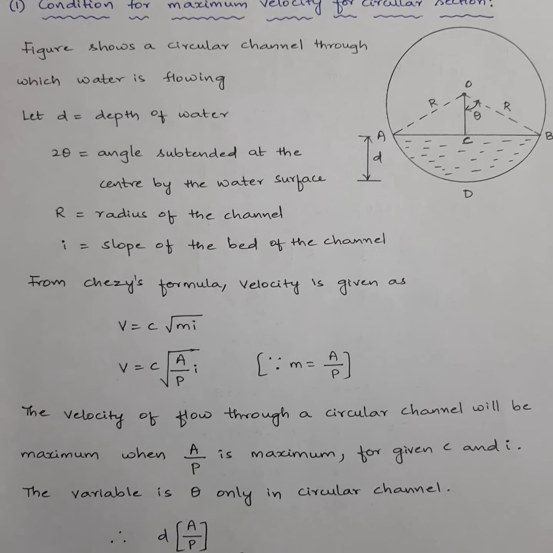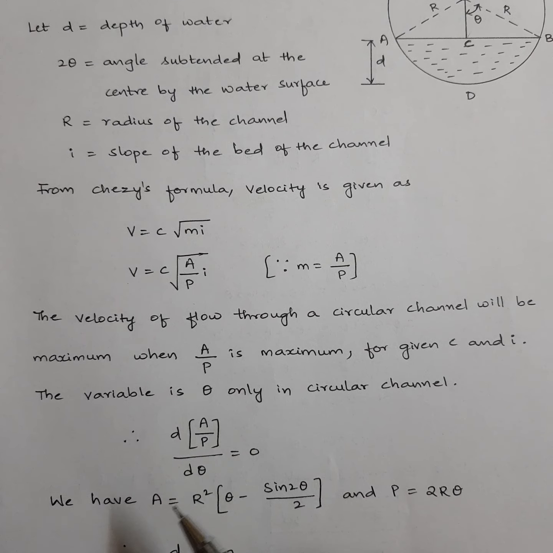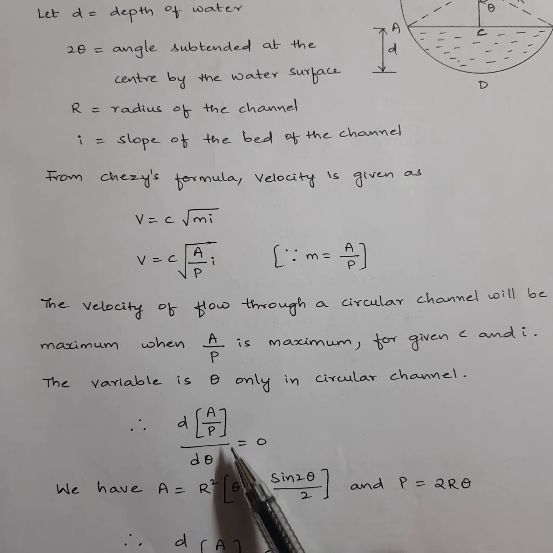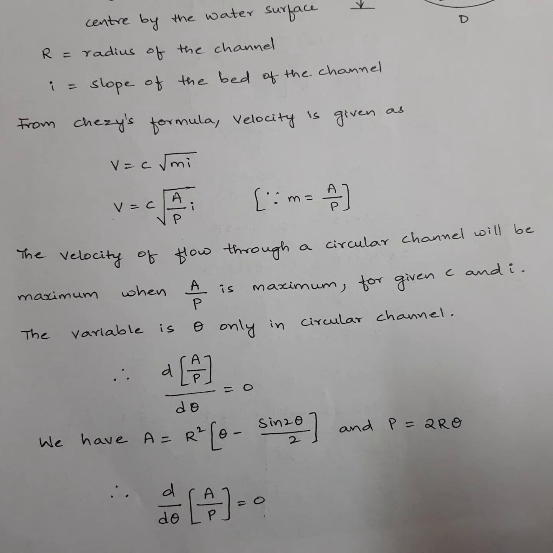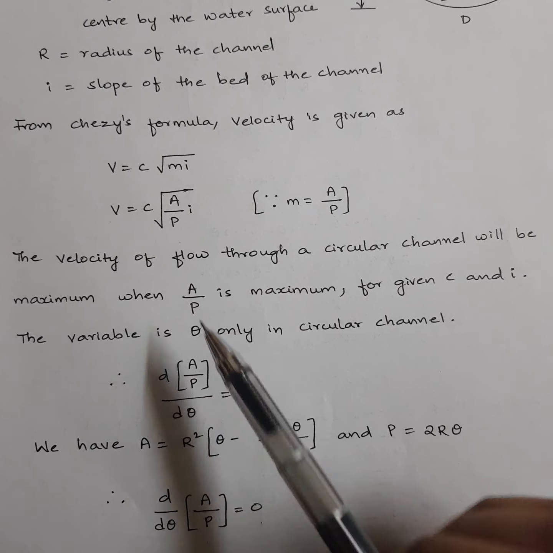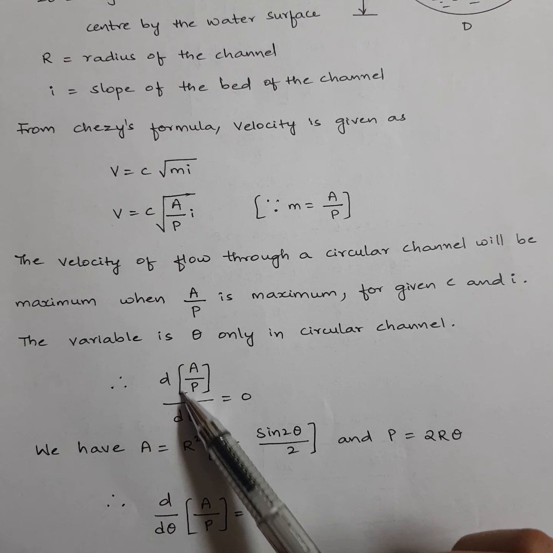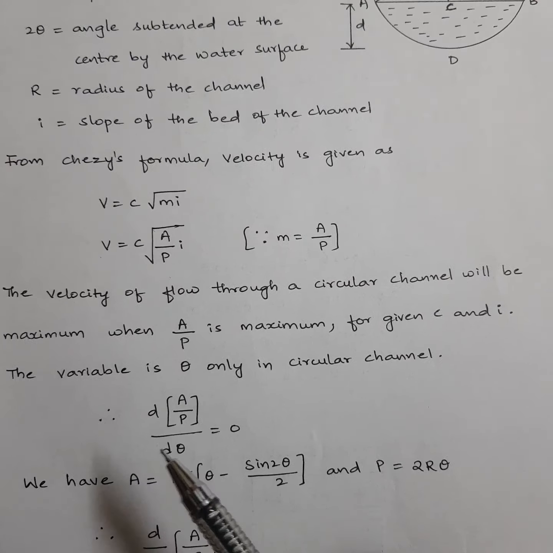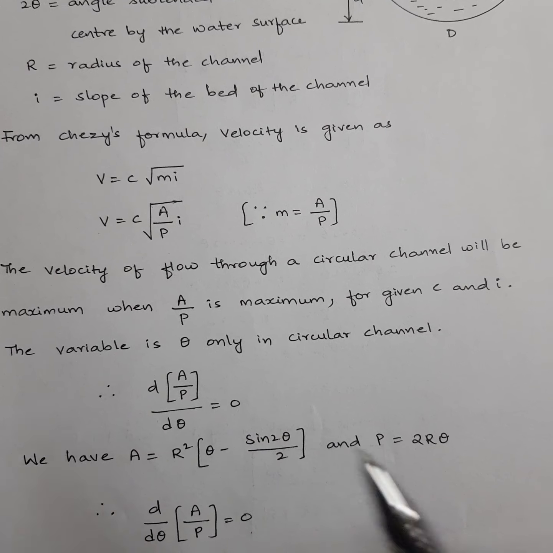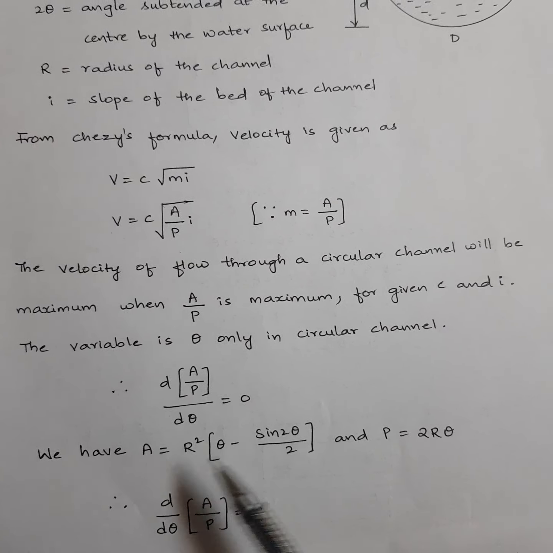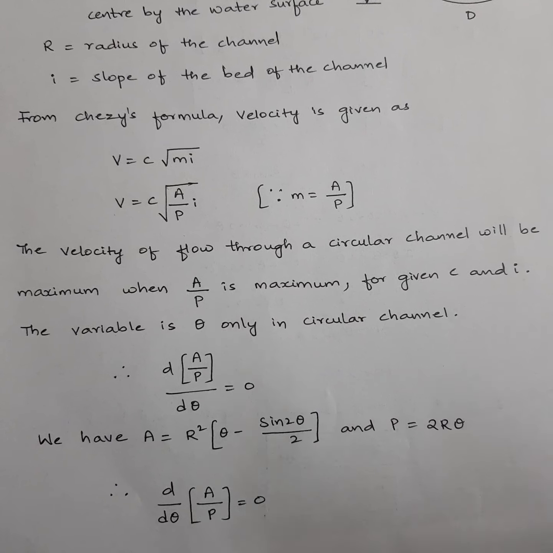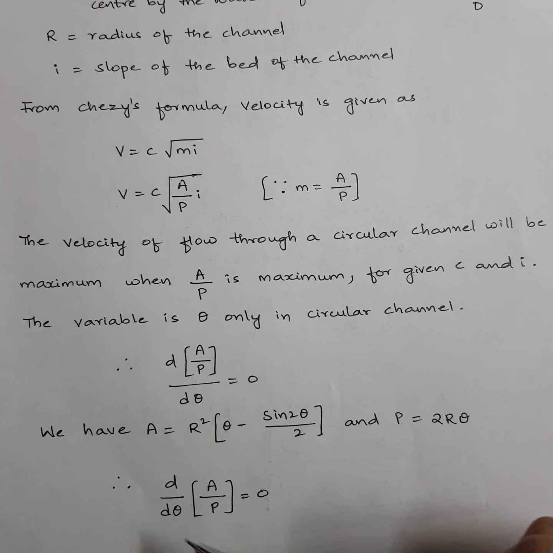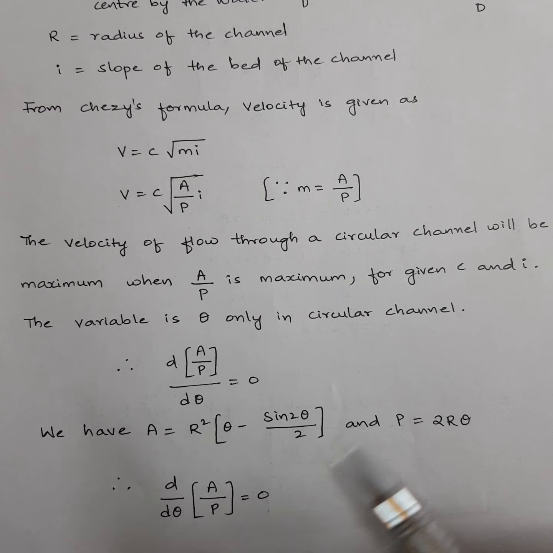So therefore, the condition is d of a by p by d theta equal to 0. Why? Velocity is changing with respect to a by p, and this a by p is dependent on theta. So d of a by p by d theta equal to 0. This is our condition. We know the values of a and p, we just derived them. You remember? But if I substitute the values directly and differentiate, it all becomes clumsy.